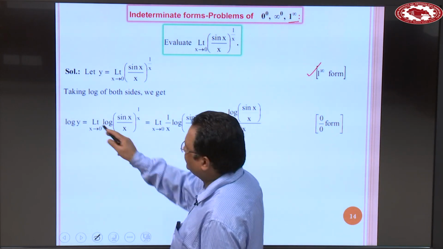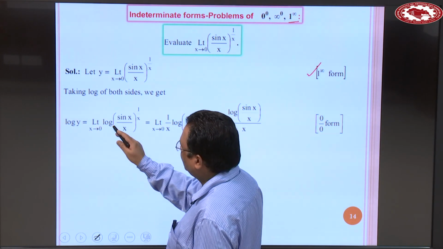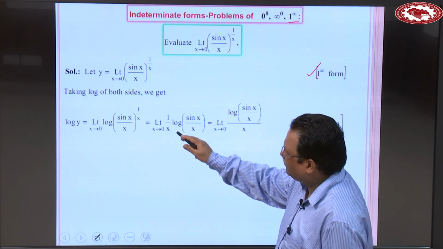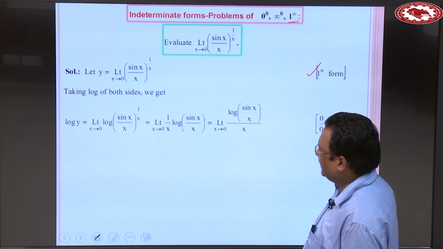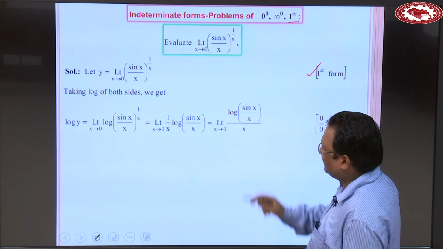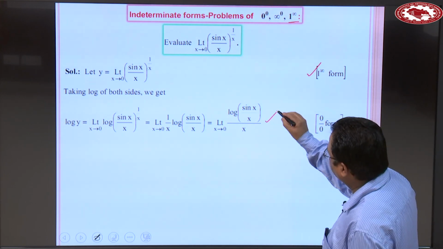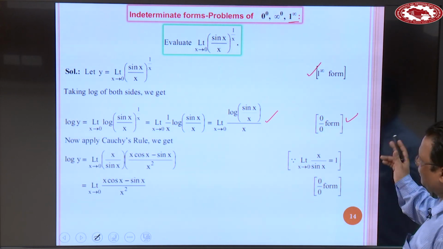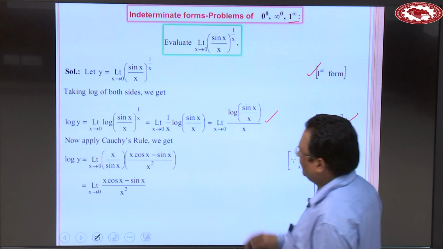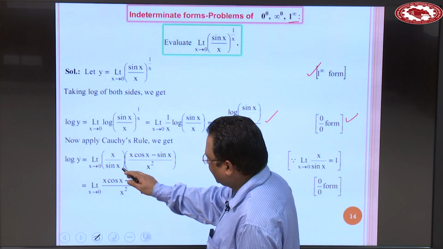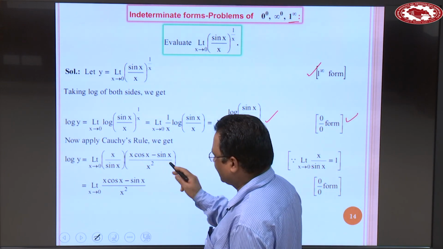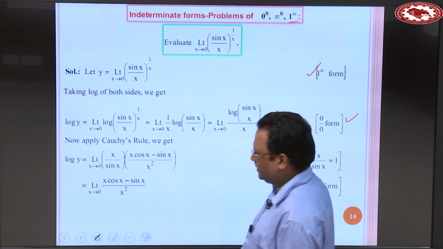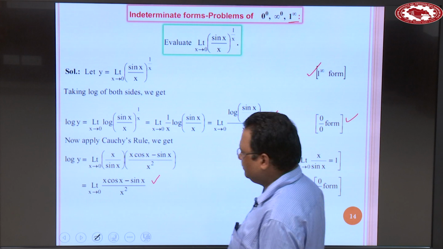So log y is equal to limit x tend to 0 log (sin x / x) power 1/x, and it becomes (1/x) log (sin x / x), and it becomes log (sin x / x) divided by x, and this one is nothing but 0/0 form. Okay. Now apply Cauchy's rule. So when we apply Cauchy's rule, x/sin x and (x cos x minus sin x)/x², and this one is 1, so (x cos x minus sin x) divided by x². So we obtain log y is equal to this.